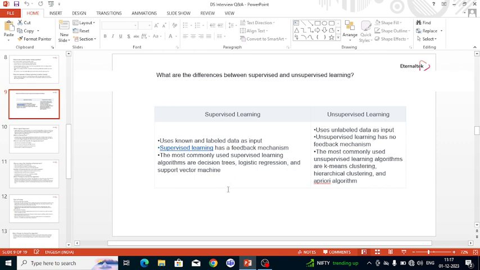The next question is, what are the differences between supervised learning and unsupervised learning? Supervised learning uses labeled data as input and has a feedback mechanism. Commonly used supervised algorithms are decision tree, support vector machine, and linear regression. Unsupervised learning uses unlabeled data, and there is no feedback mechanism. Some unsupervised learning algorithms are k-means, hierarchical clustering, and also PCA.